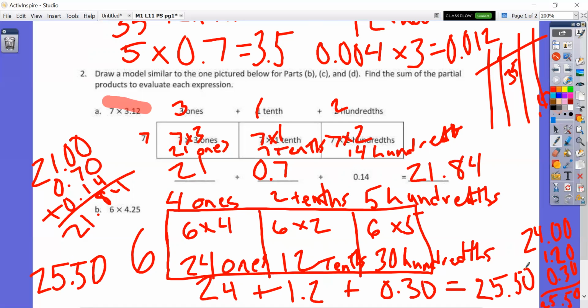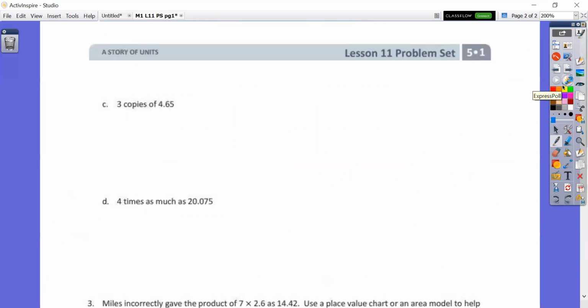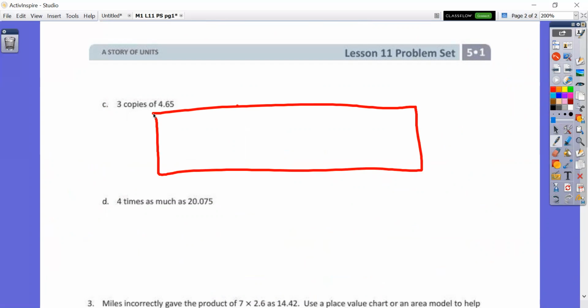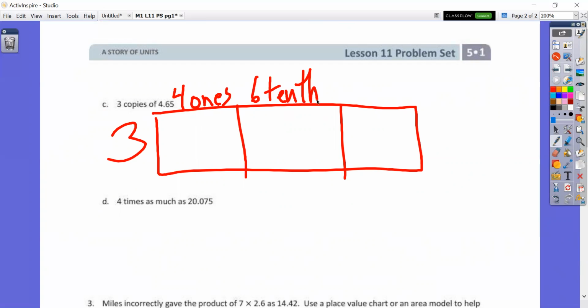Let's take a look at the back page of this exit ticket and do 2 more practices of area model, and then we'll be done with this lesson for today. So 3 copies of 4.65. Well, quickly give yourself an area model. I have ones, I have tenths, and I have hundredths. So I need 3 places in my area model. I'm doing 3 copies of it. Now let me just take that 4.65 and break it apart into unit form. So it's 4 ones, 6 tenths, and 5 hundredths.